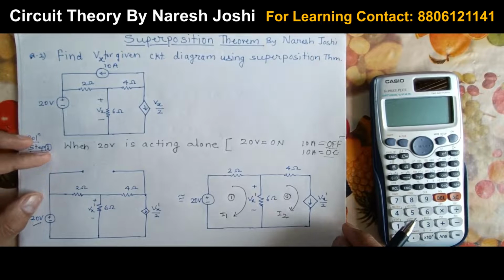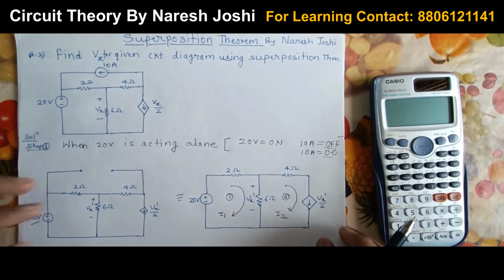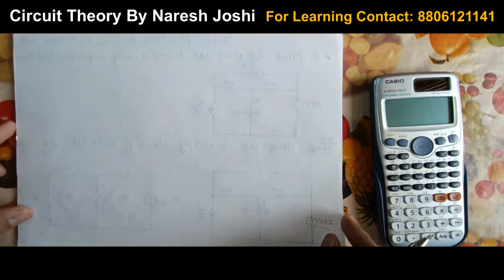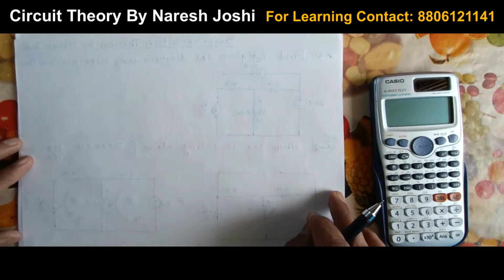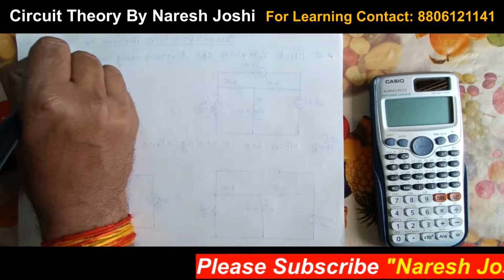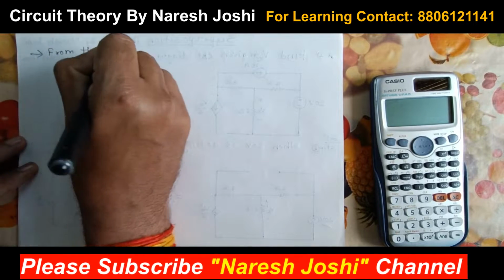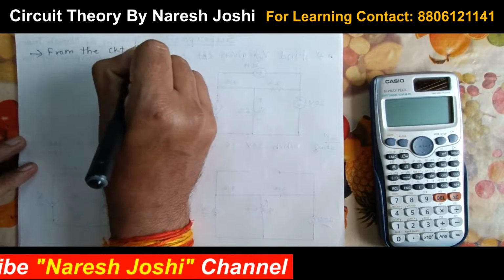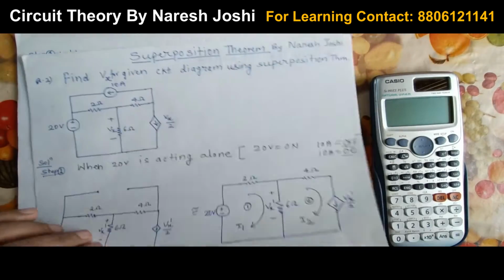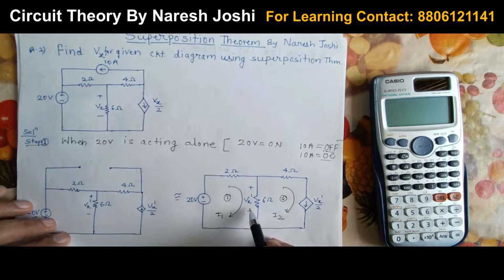I think you have understood, you got it. Now what do we do next, how can we solve it? Let's see. So first step, what we'll write from the circuit diagram. From the circuit diagram, first we have to note down Vx dash. Vx dash equals to what? Here you can see this is a plus and this is a minus. So we have to write down this Vx with respect to I1.